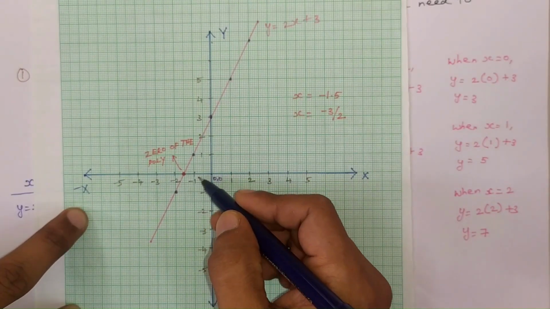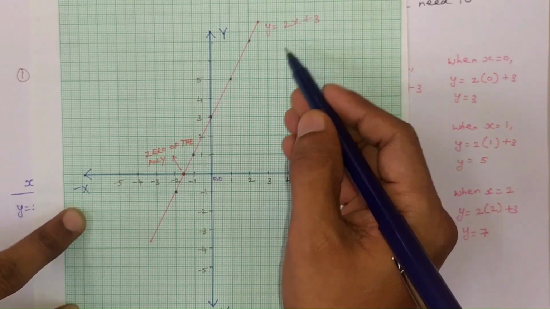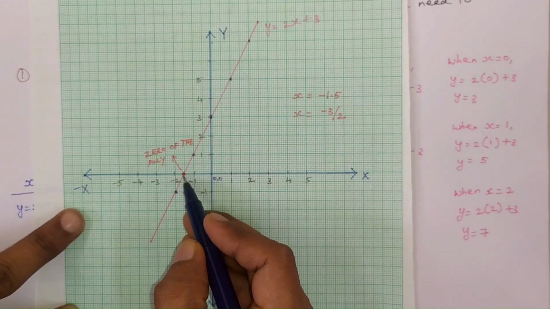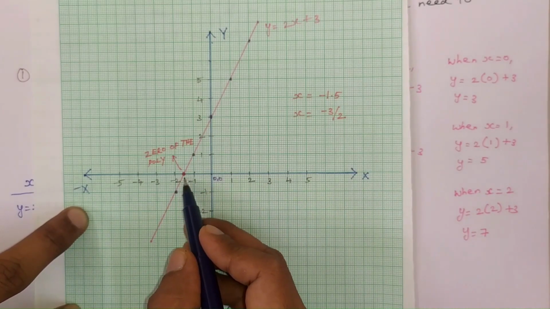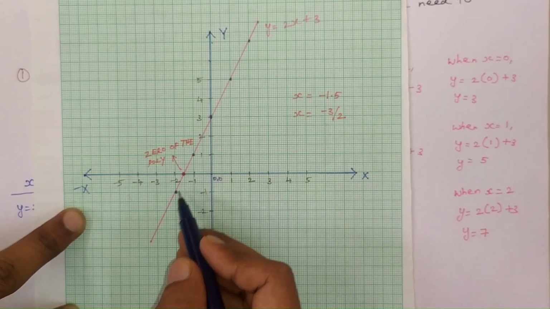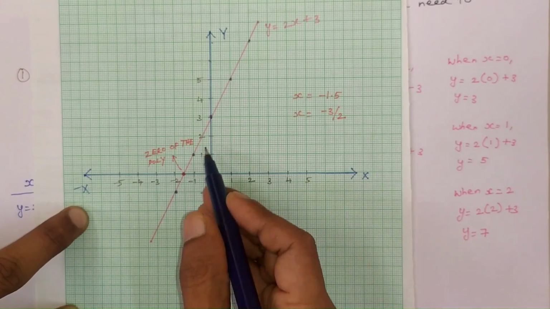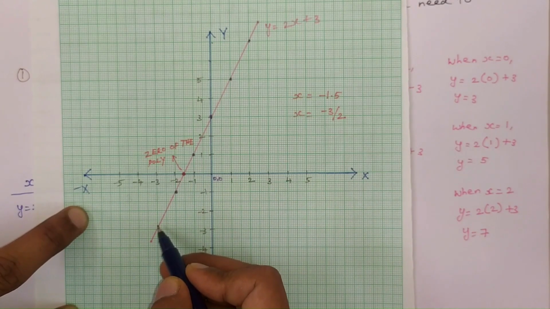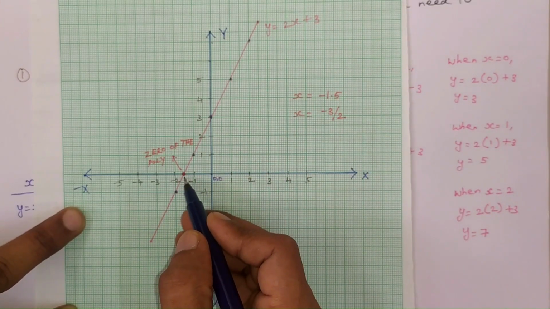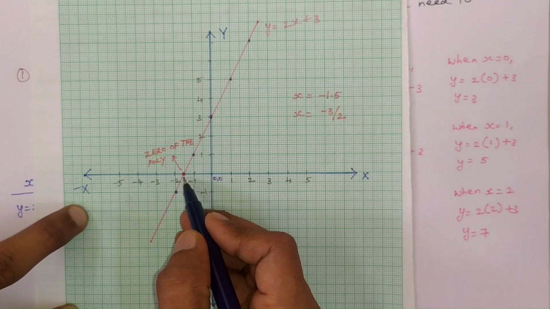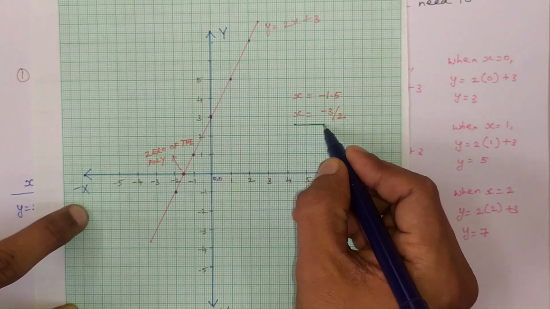So one more point is that this line 2x plus 3 is intersecting the x-axis only at one point. It cannot cut at 2 or 3 points. Since it is a line, it can cut only at one point. So hence it has only one 0, that is x is equal to minus 3 by 2.